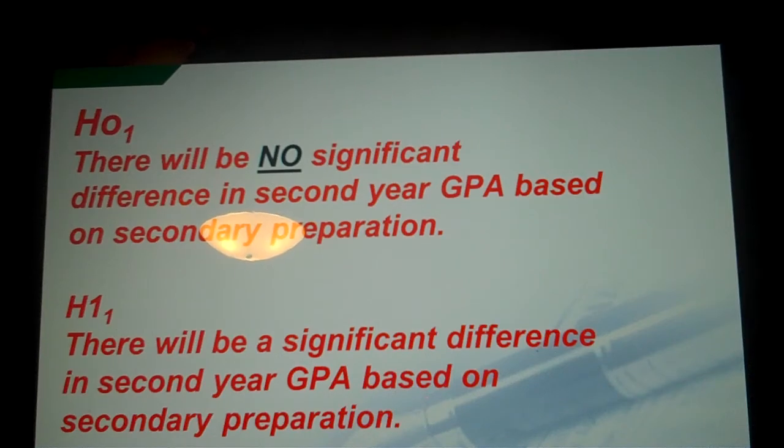Here's your example of what a null looks like. There will be no significant difference in second year GPA based on high school preparation. Keyword no, nothing's going on. But you must also put your H1. There will be, and really you believe H1. You think something is going on, which is why you're doing the study, but you can only test the null. You can only test the null.